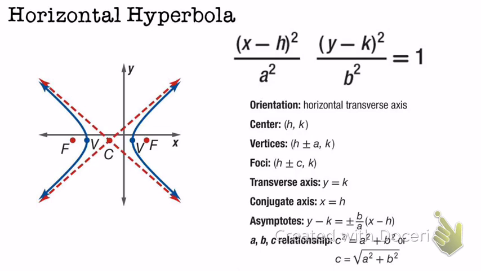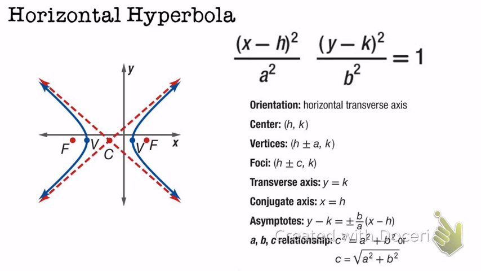Okay, the horizontal hyperbola is similar. This time the equation is (x minus h) squared over a squared, and that should be a minus in the middle, (y minus k) squared over b squared equals 1. This one's a horizontal hyperbola because the x squared is first and positive.